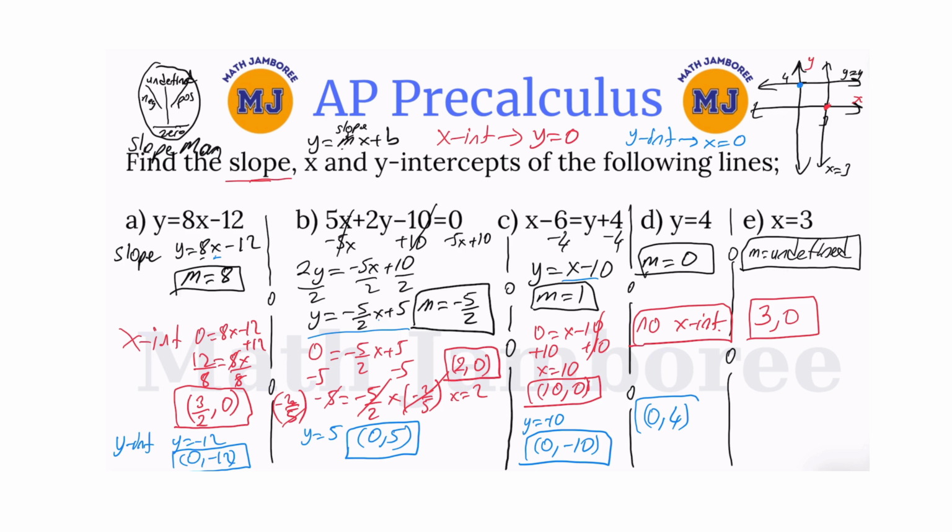For x equals 3, the vertical line is parallel to the y-axis, and it never intersects the y-axis. That's why there is no y-intercept. So this is the final one. I squeezed all the solutions in, but I hope you have a better understanding of this.